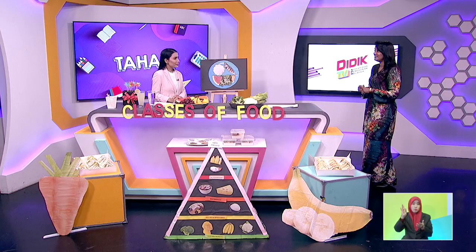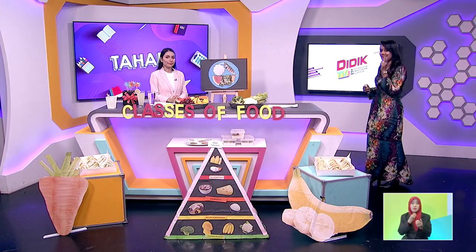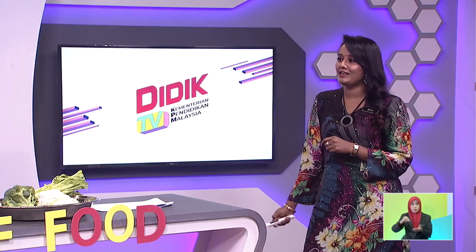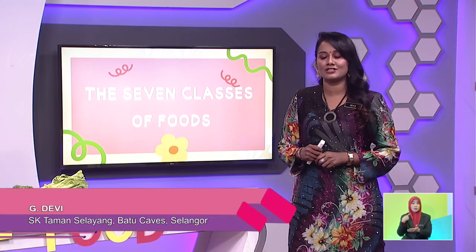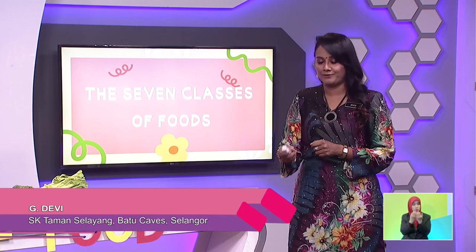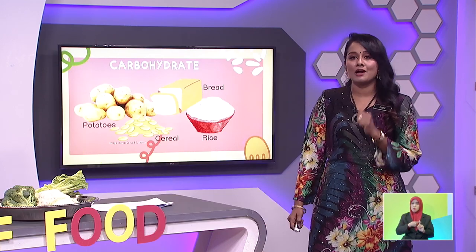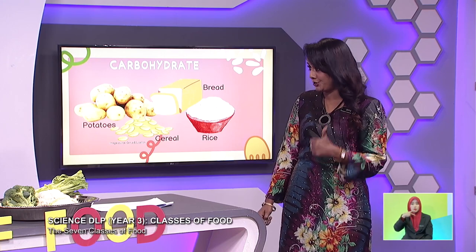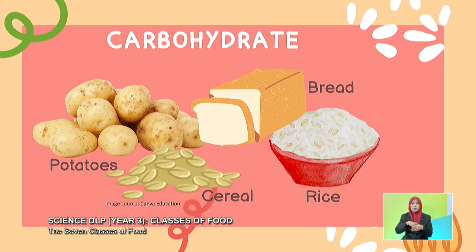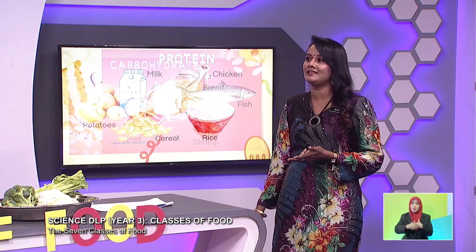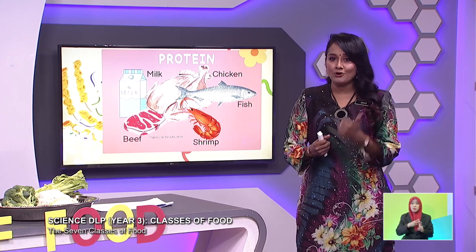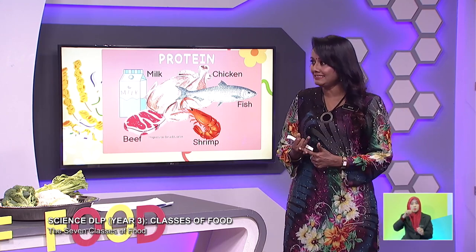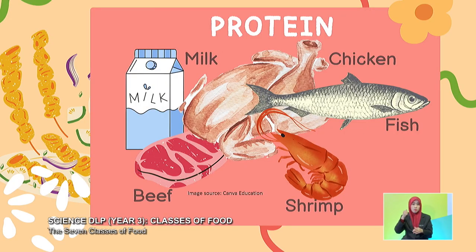Yes, Shafika, let us learn about classes of food. Today we can learn about 7 classes of food. First one, we can see carbohydrate. Carbohydrate we can find in potatoes, cereal, rice, and bread. And the second one is protein. The protein you can find in milk, beef, shrimp, fish, chicken.